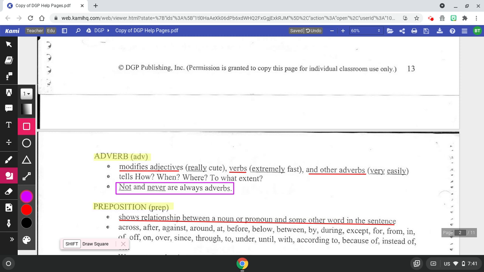Okay, whatever. You get the point. Not and never are always adverbs. You're going to label them ADV. Let's keep going.